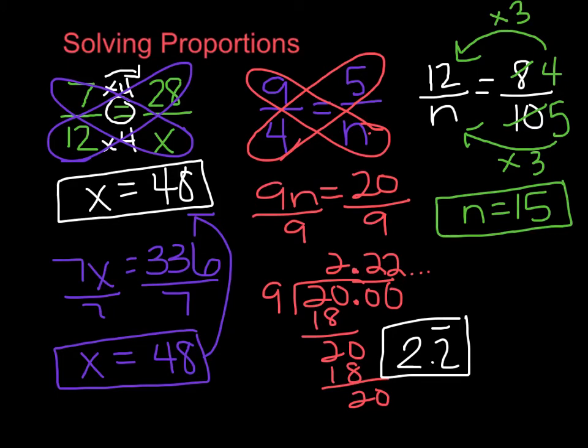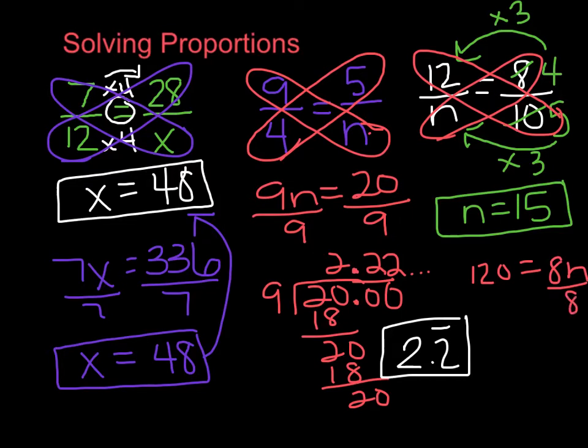Again, you would get the same thing if you used cross products, because you would take 12 times 10, which is 120, and 8 times n, which is 8n. So what you end up doing is dividing 120 divided by 8, which if you work that out, you will get the same answer of n equals 15. So to review, to solve proportions, check for a nice easy relationship between your numerators or your denominators. Check to see if you can simplify a fraction, and then you can always solve them using cross products.